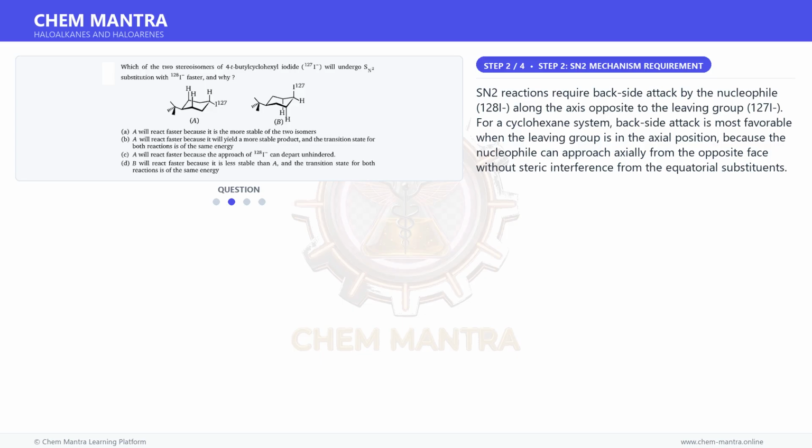Moving on to the next step. SN2 reactions require backside attack by the nucleophile 128I along the axis opposite to the leaving group 127I. For a cyclohexane system, backside attack is most favorable when the leaving group is in the axial position, because the nucleophile can approach axially from the opposite face without steric interference from the equatorial substituents.